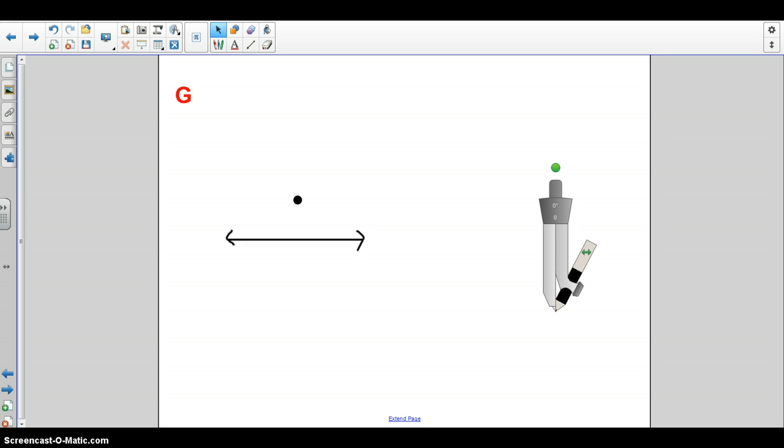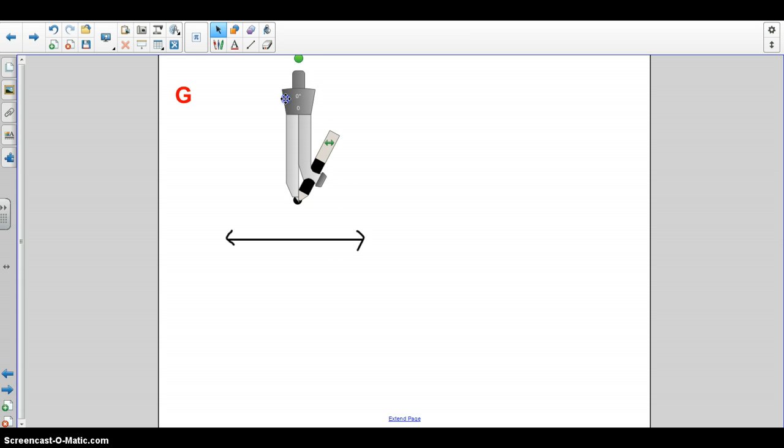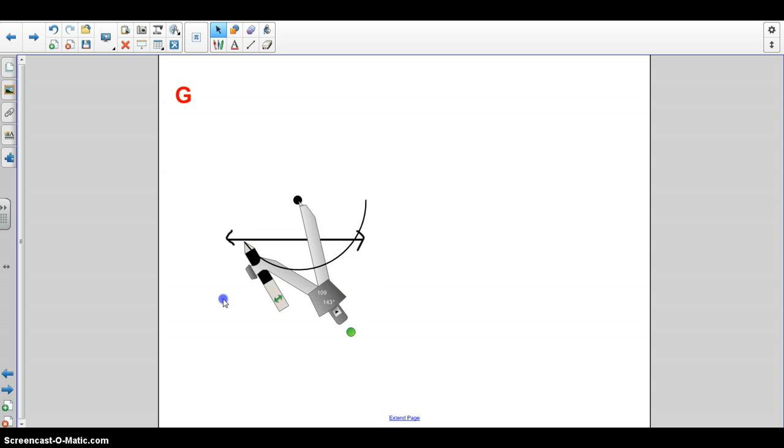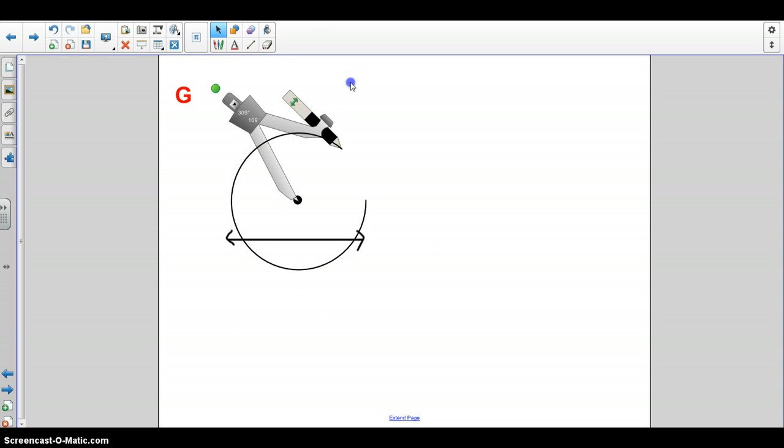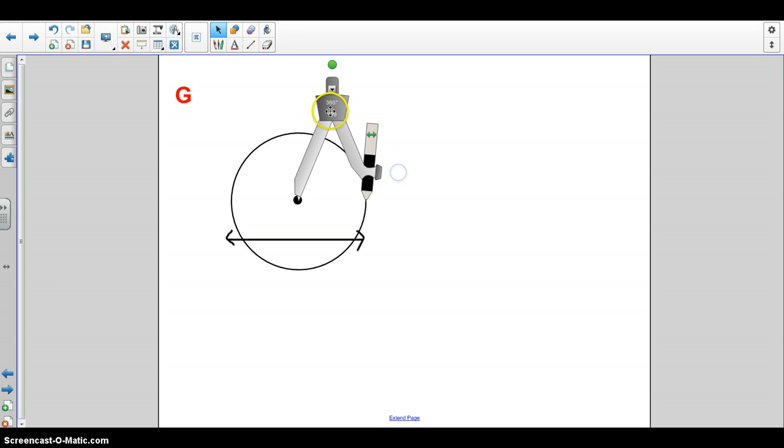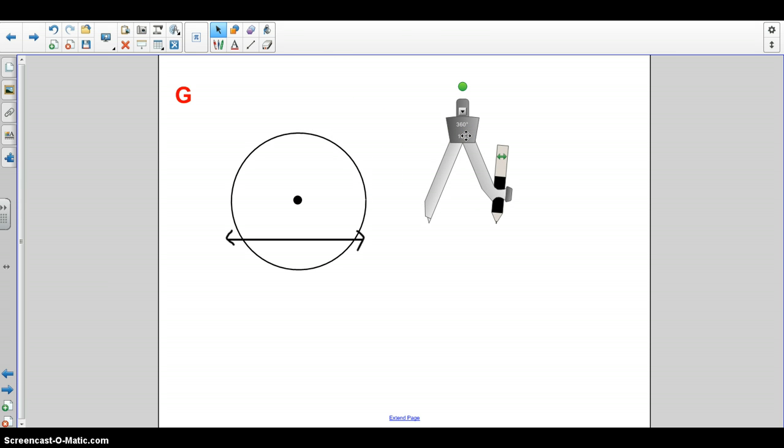Construction G is very similar to the last one, except now the point is not on the line. We're going to do basically the same exact process. So again, once you have your setup, put the center of your compass on the point. And the goal here is to make sure that when you draw a circle, that it actually intersects your line. You don't want the radius of that circle to be too small. So it should look something like that. Once again, this circle has intersected the line at 2 different spots.